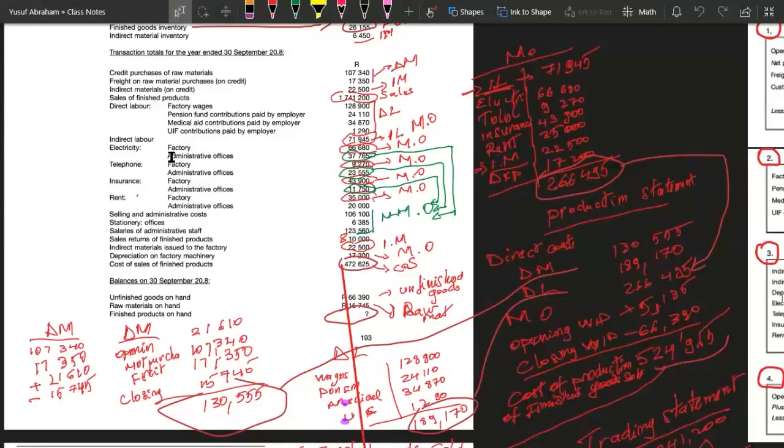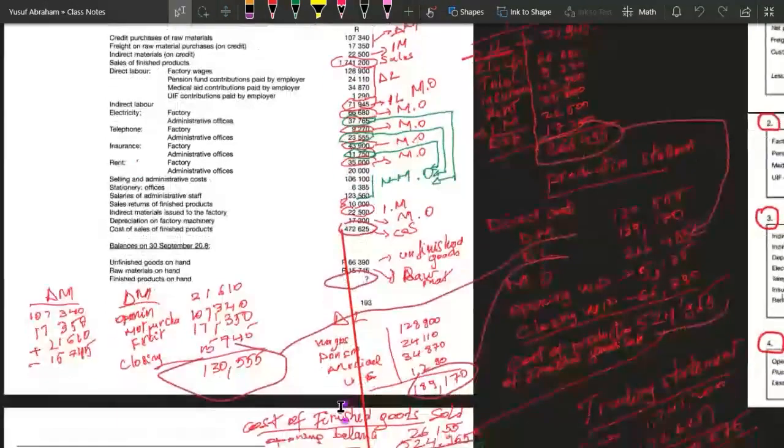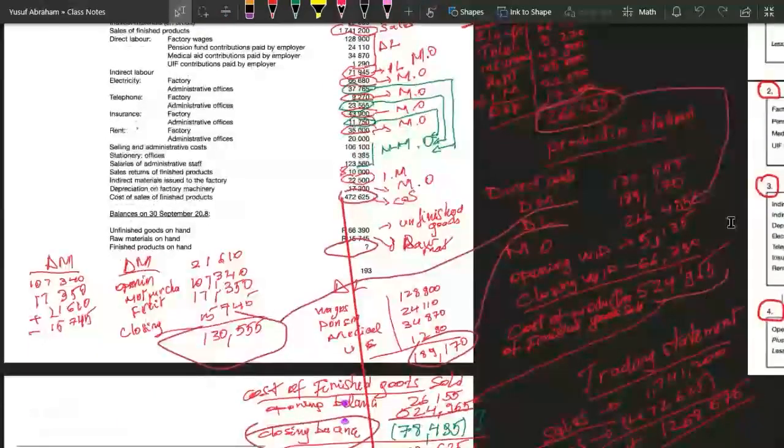Electricity. You must be careful. There is electricity for the factory and there's electricity for the administrative office. Same principle as we've been dealing with, right? So those for the factory, we are looking at them and taking them into account in our production, right? And basically, this is how you're going to put all these accounts together.